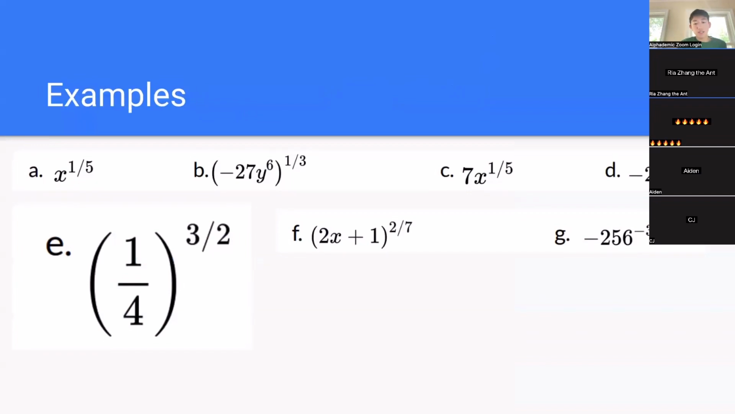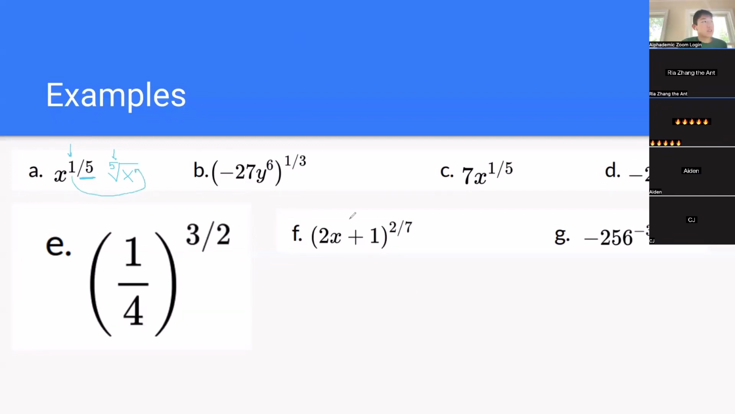So here are some examples that we'll quickly work through. So I'll do a few of them first. So for the first question, what we have here would be the 5th root of x, because as we talked about in the previous slide, the denominator of the exponent is what goes outside the root, and the numerator is the power inside the root that is being applied to x.